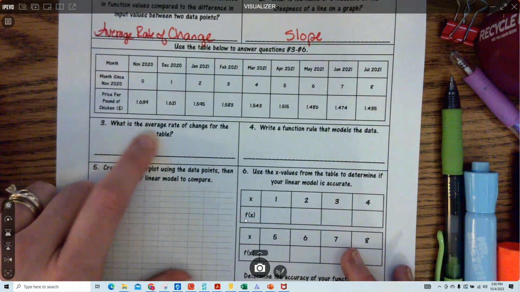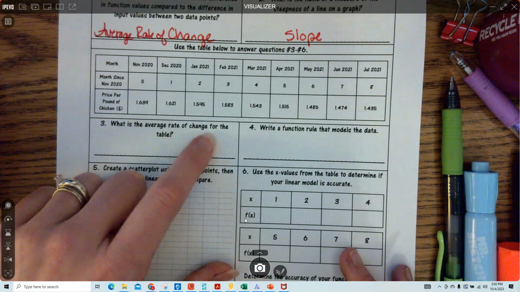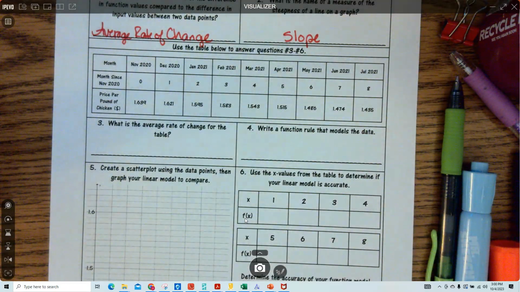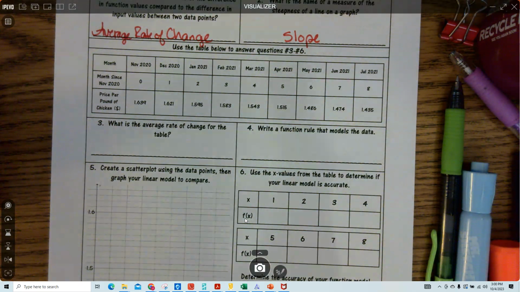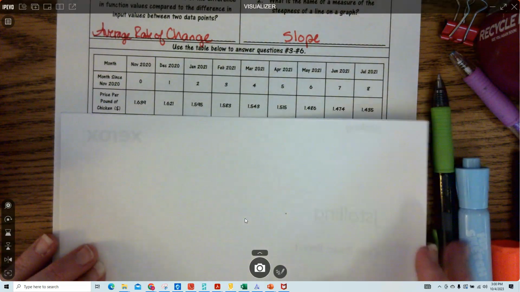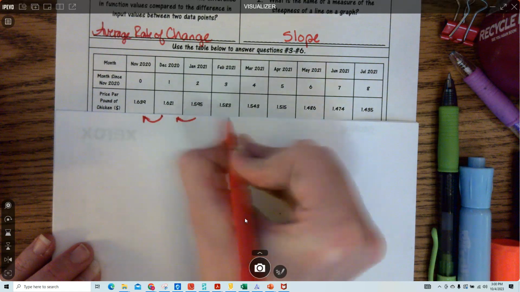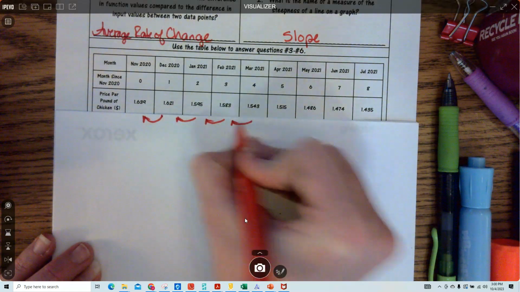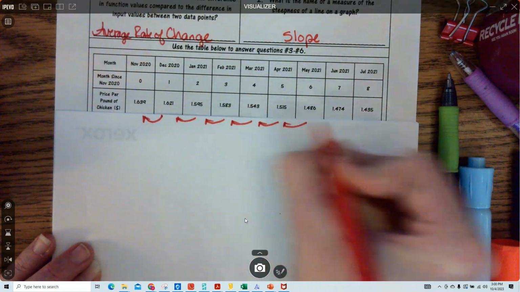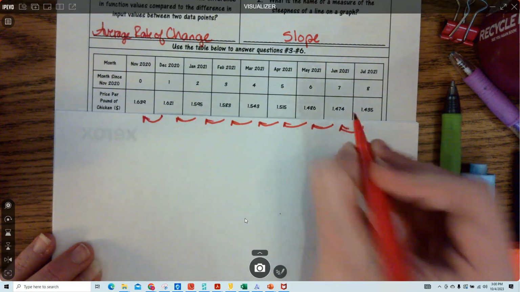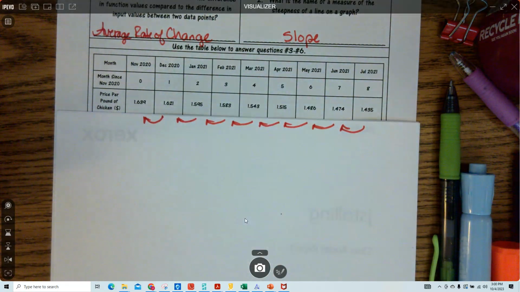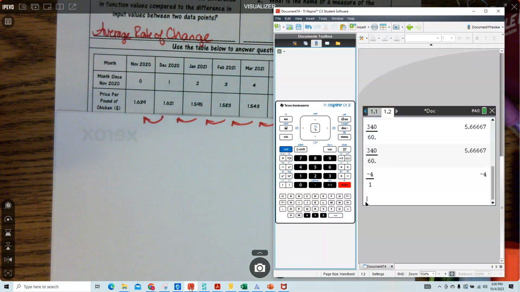Okay, it says, what is the average rate of change for the table? This is what we did the other day. And so it's tedious on this because these tables are big. And so this is where we have to subtract backwards on all of these. And so again, it's more tedious than anything else.